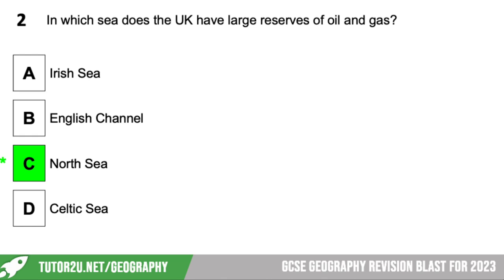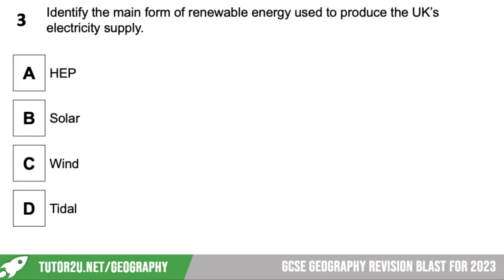place. Number three, identify the main form of renewable energy used to produce the UK's electricity supply. Is it A, hydroelectric power, B, solar, C, wind, or is it D, tidal? Okay, let's reveal, it is wind. And there were some occasions last year where on certain days of the year, wind energy accounted for about 35% of all energy in the energy mix that day.